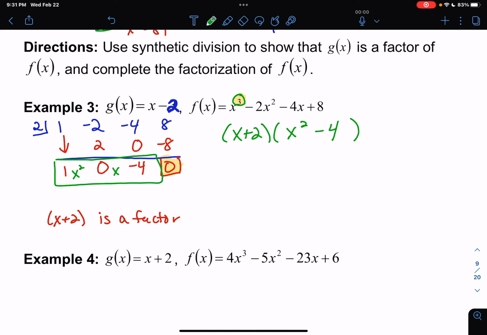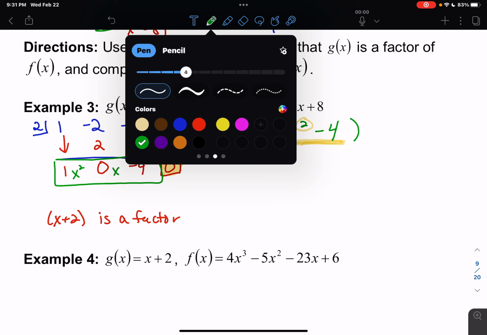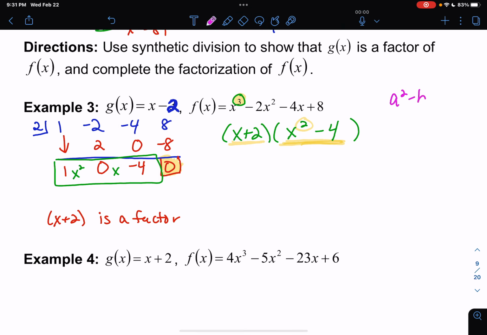So this is an x to the third polynomial, which means we could have 3 factors. Right now we have 2 factors. We have one linear factor and one squared factor. That means we can factor this even further. This also fits into that model equation of a difference of 2 squares that is factored into a plus b and a minus b. So our factors are x plus 2, and then x squared minus 4 can be factored into x plus 2 and x minus 2.